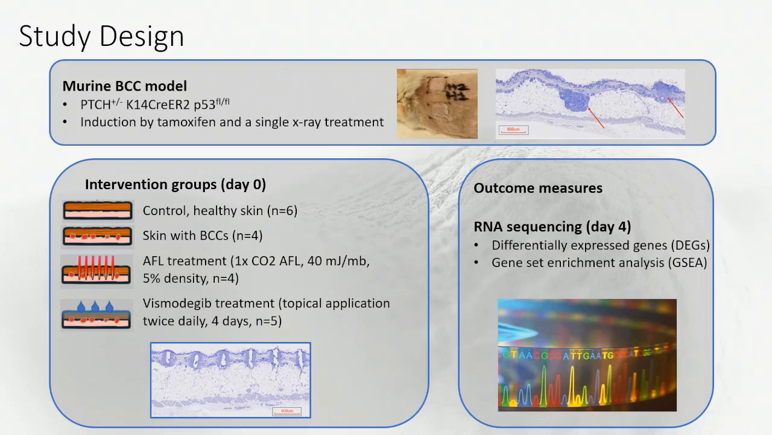In this murine model of BCC tumors, we had 4 intervention groups: healthy skin, skin with BCC tumors, tumor skin treated with 1 application of ablative fractional laser, and tumor skin treated with a total of 8 applications of vismodegib topically in a formulation we have previously developed. The outcome measures were by RNA sequencing. We had differentially expressed genes and related analyses.